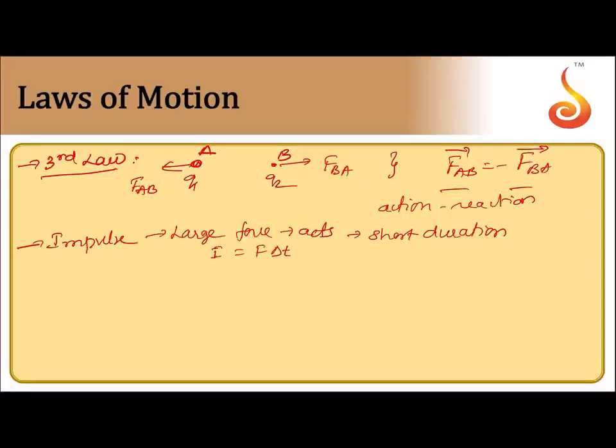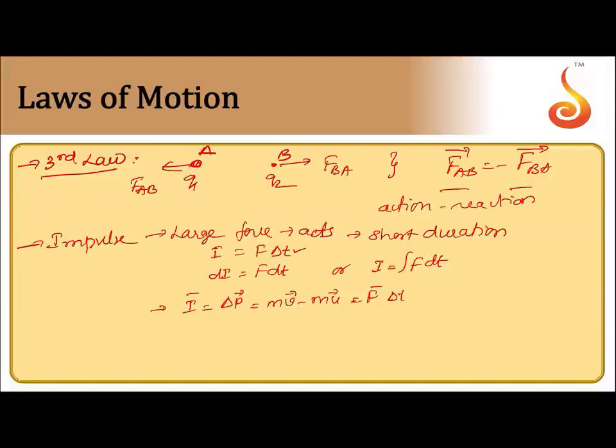Or if it is a very short interval of time, then we can write dI is equal to F dt, and the total impulse is given by the integral of F dt. This impulse is measured in terms of change in momentum. You know that F dt is nothing but change in momentum, so it is delta p, which is nothing but mv minus mu. That is nothing but F delta t, of course.